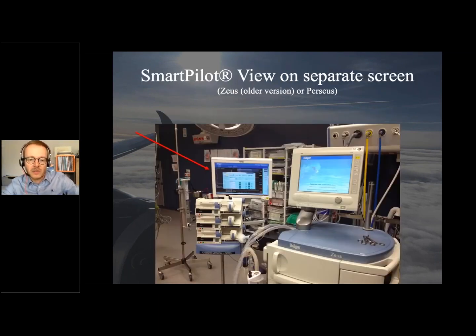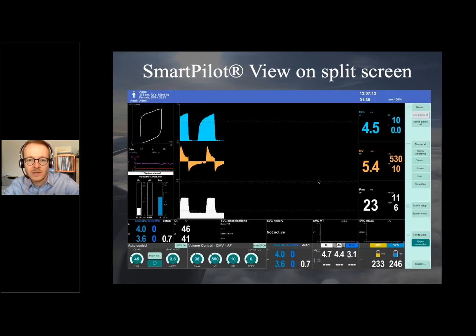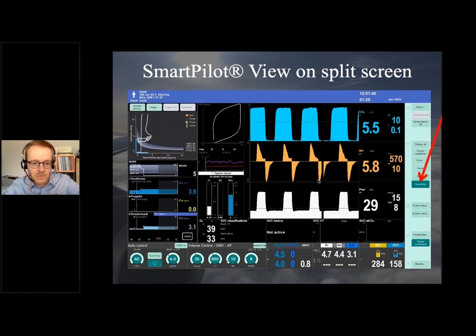There's currently on the market two types of SmartPilot View. There's the one with a separate screen. This one is in use with older versions of the Zeus and with the Perseus. And then there's one on the newer versions of the Zeus, and it's a split screen. So it's information that pops up on the screen. So you can see it here. If you push the button on the right hand, then there it is with all the information.